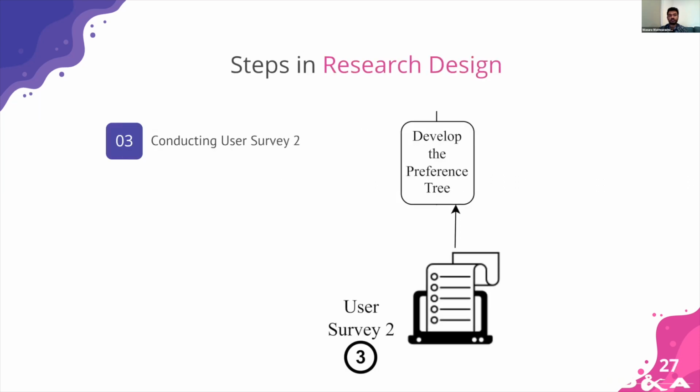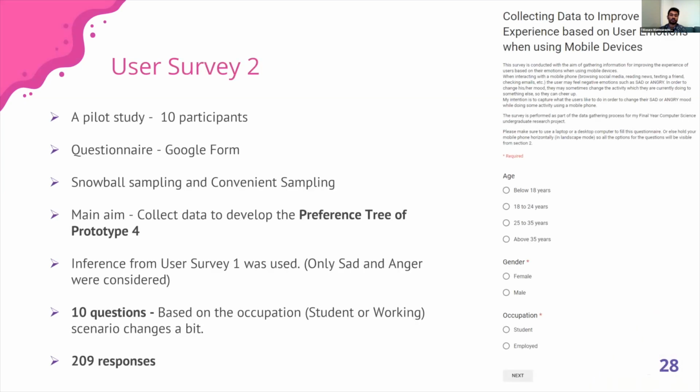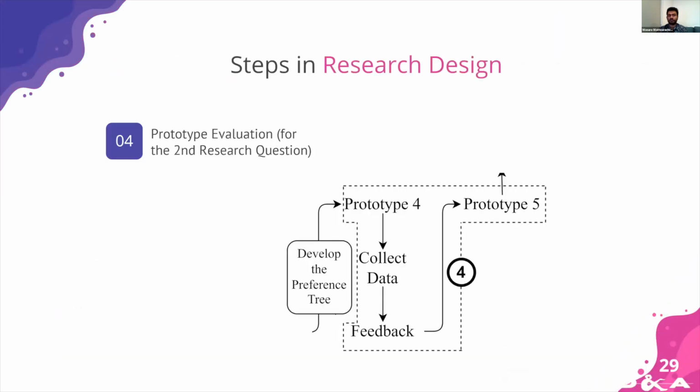And after that, we conducted user survey 2. The main aim of this is to collect data to develop the preference tree for prototype 4. What this preference tree is will be explained in the next slide.